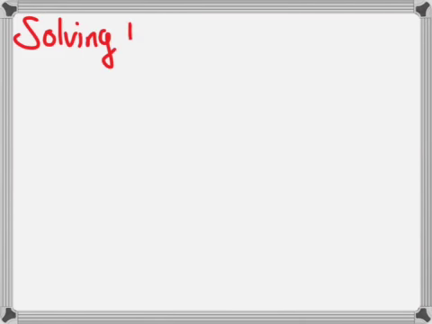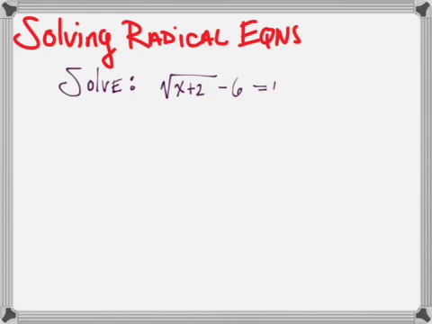Alright. What if we're solving radical equations? So let's look at a couple in terms of what that means. If I have an equation that looks like this, it's the same process as we went through before. So I'm going to add 6 to both sides.